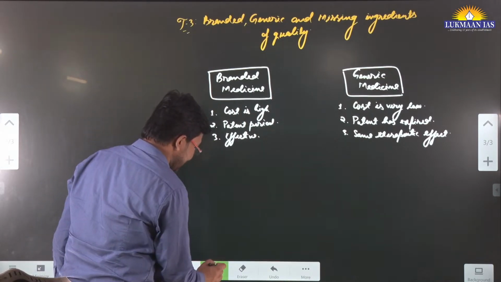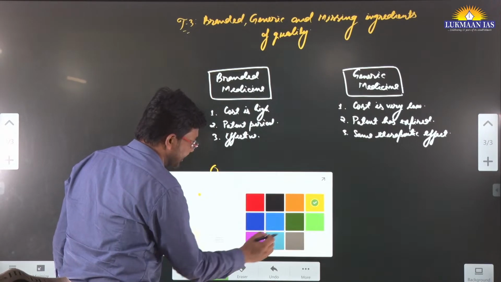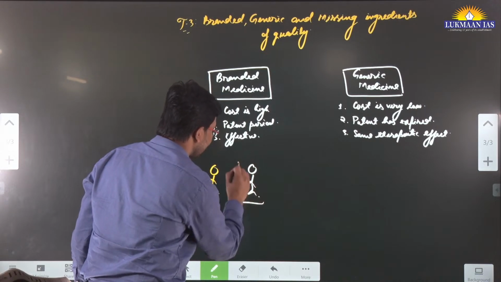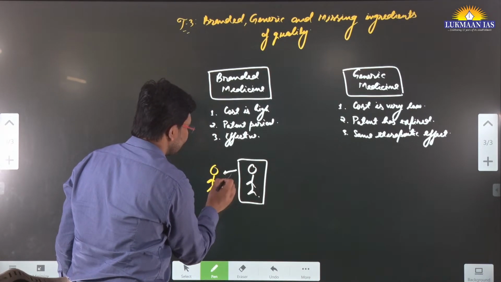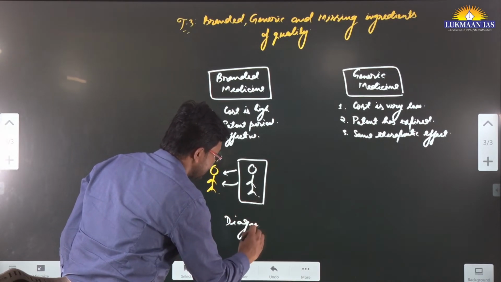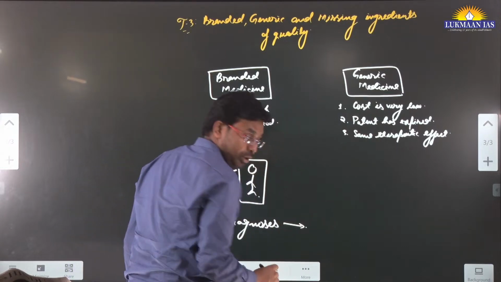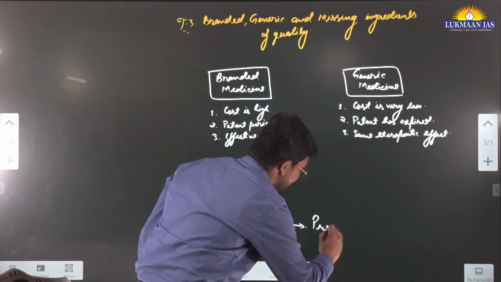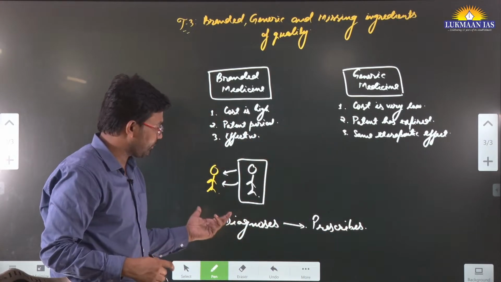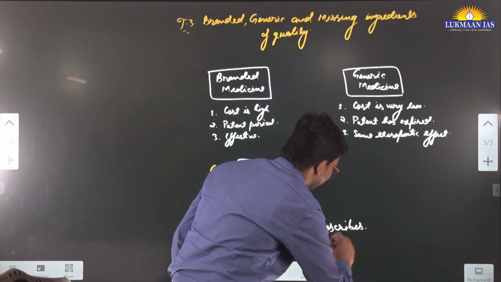Let's consider there is a patient, and this particular patient reaches a doctor. The doctor diagnoses this patient. So the first step is he diagnoses this particular patient. After diagnosing, the doctor prescribes some medicine to this person. After diagnosis they do some kind of test, and they prescribe medicine.